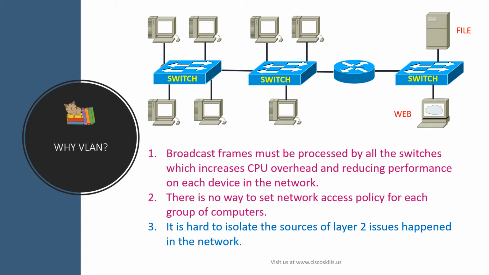And the third reason is that when a layer 2 issue happens in the network, such as this computer sending a malformed frame, the frame will be traveling freely among all the switches in the network. It is really hard to isolate the source of layer 2 issues in the network. So these three main reasons create the need to reduce the size of the broadcast domain, which in turn creates the need to have virtual local area network or VLAN.